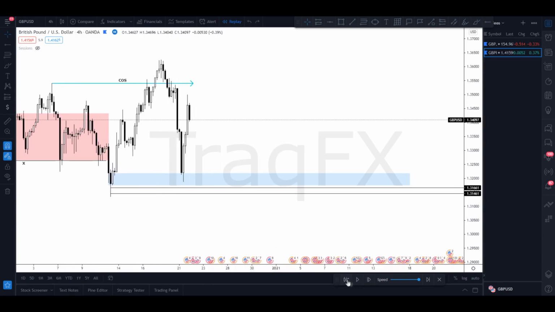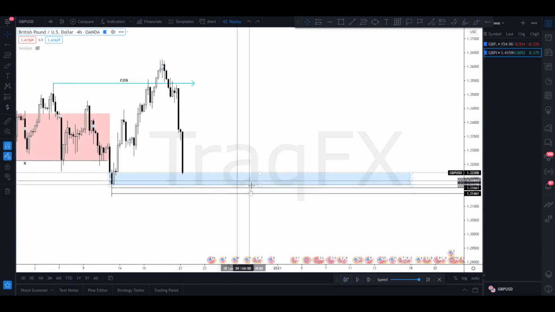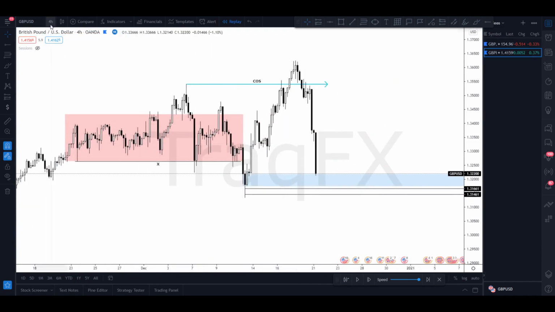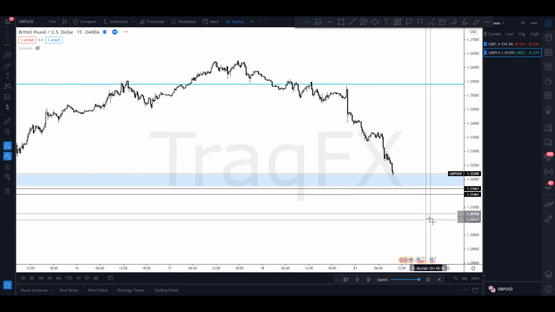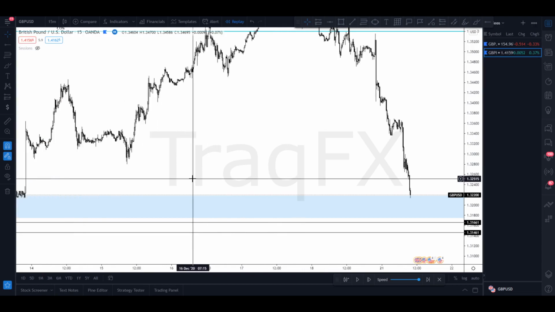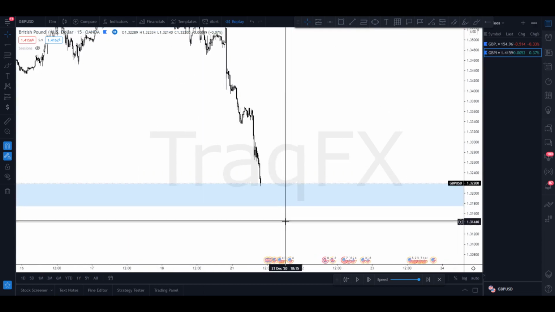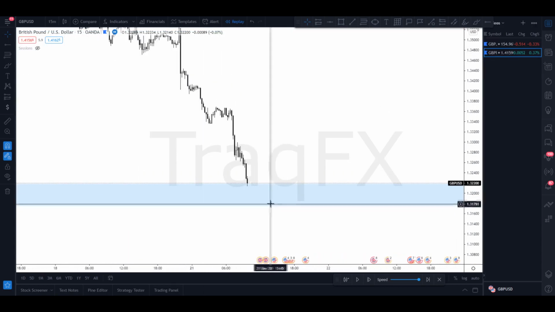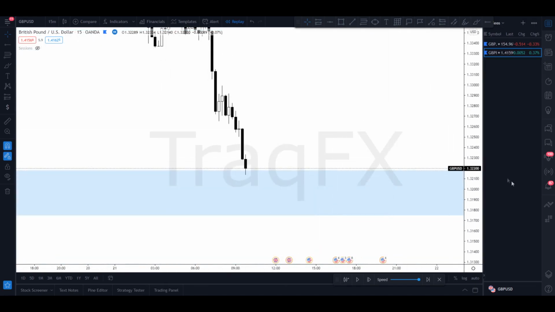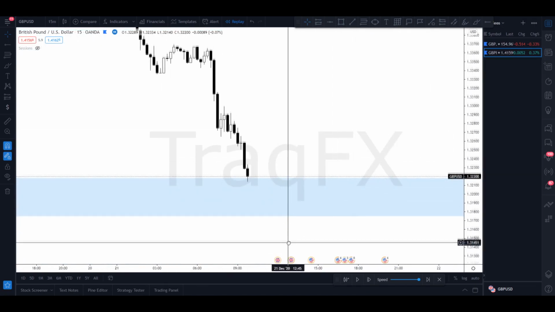Okay, boom. Let me go back right over here. So price taps in, right? Let's go up to the 15-minute time frame now. Price taps in. Now at this point, don't buy right away. Don't be dumb, don't buy right away. That's stupid. Do not buy right away unless you're extremely confident, but even then, just don't buy right away. Wait for confirmation.